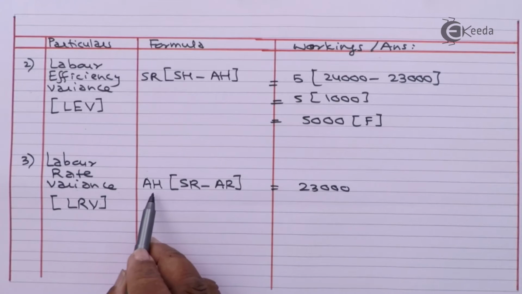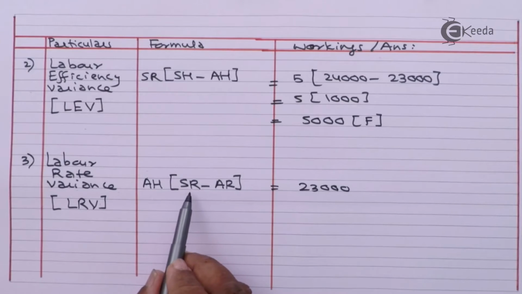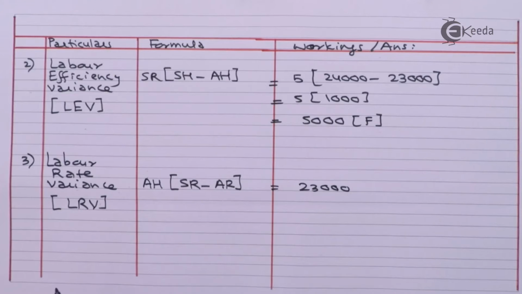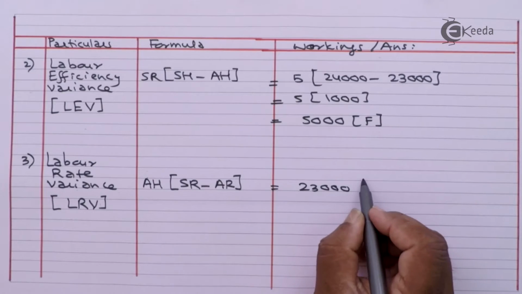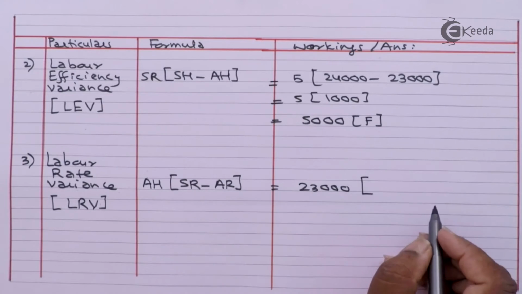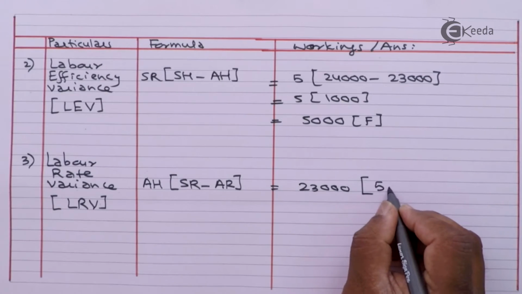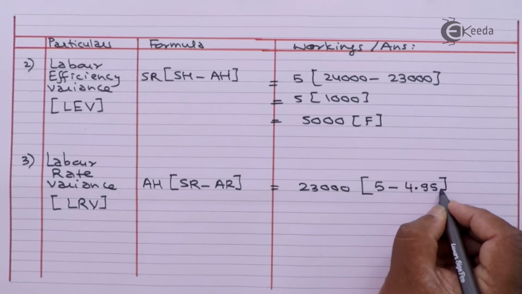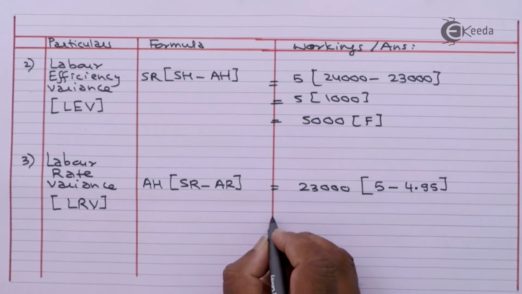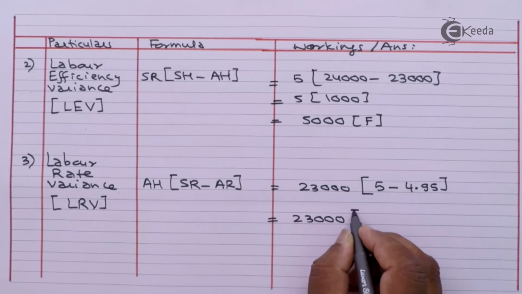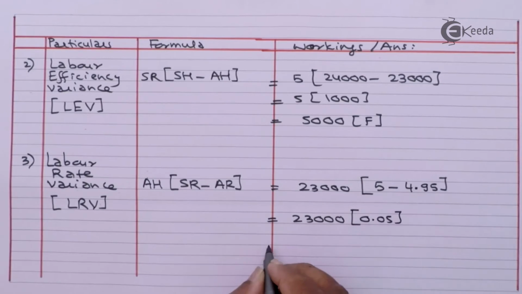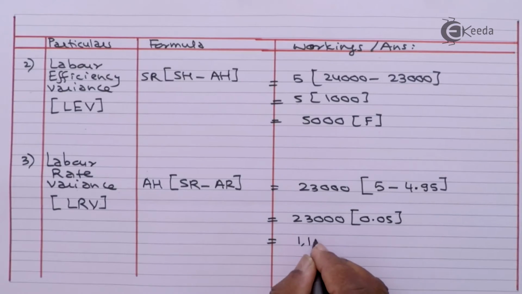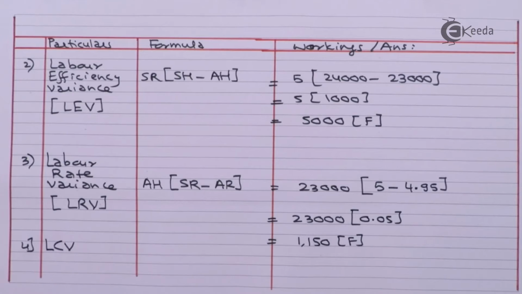Labor rate variance is actual hours multiplied by standard rate minus actual rate. Actual hours 23,000 hours. Standard rate 5 per labor hour. Actual rate 4 rupees 95 paise. It is 1,150 favorable.